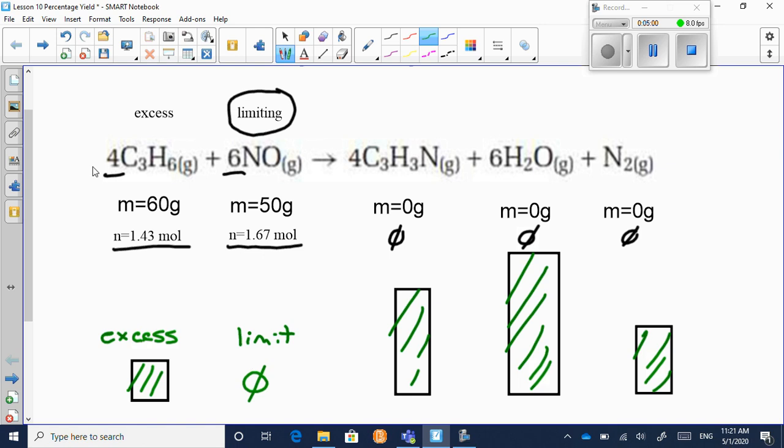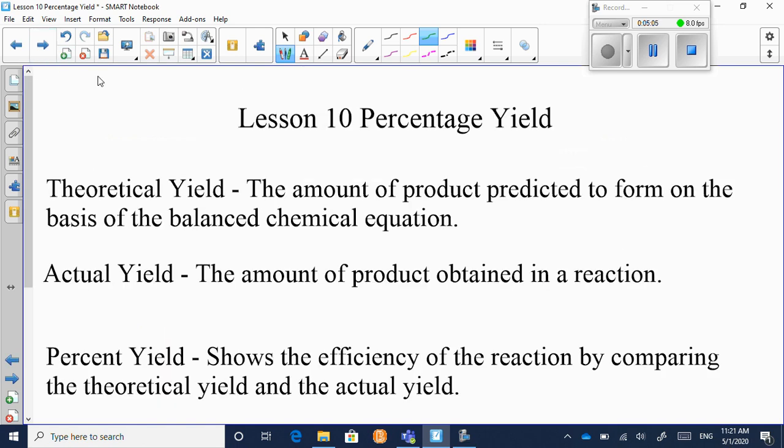Okay, so I just thought maybe that might help some of you to visualize what was happening. Okay, well, today we're moving on to this last lesson, like I said, and it's called percentage yield. And we're going to start by defining a few terms here.